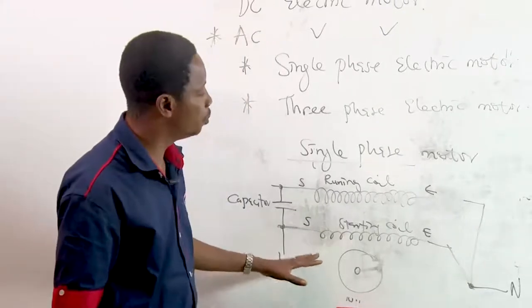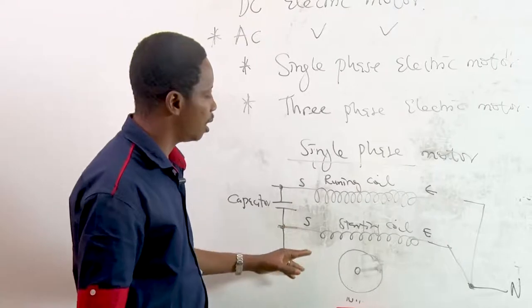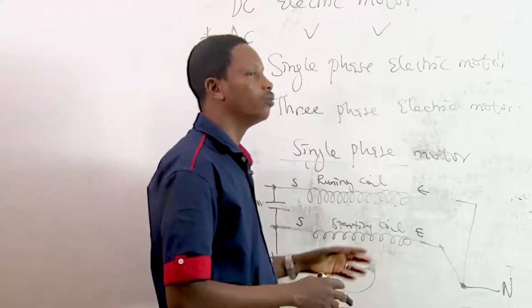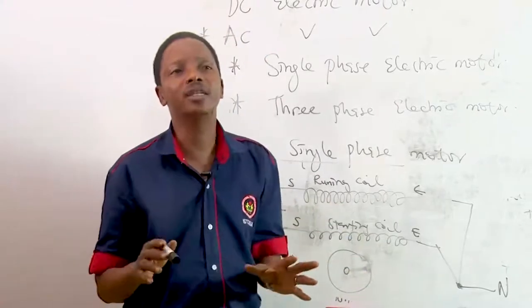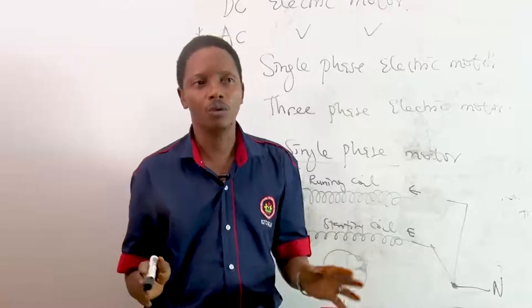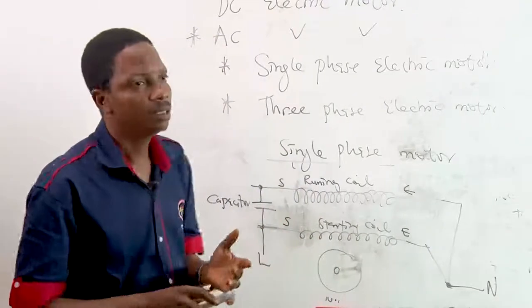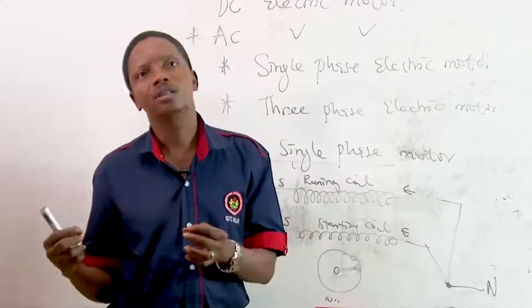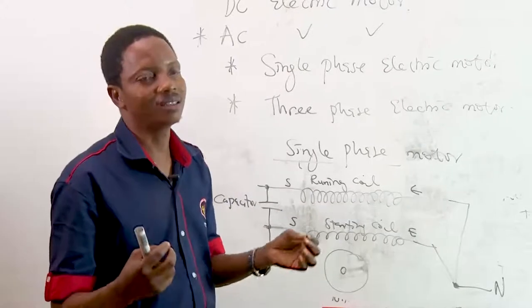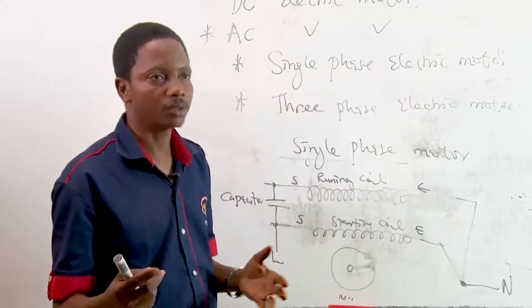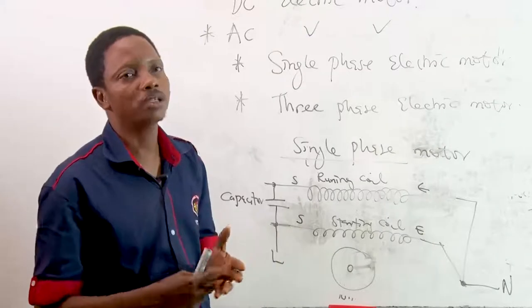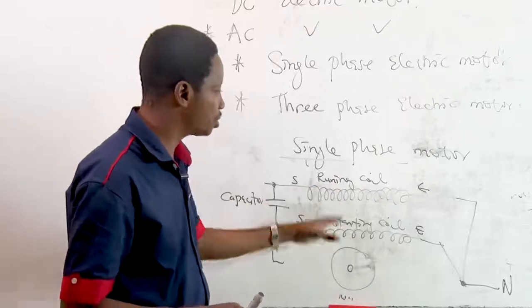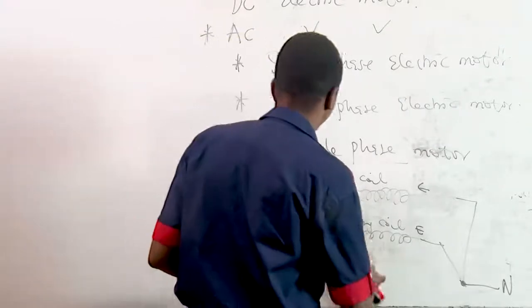This is a simple circuit diagram of a single phase electric motor. And with this, we can apply it to the different types of single phase electric motor we are having. Be it single phase centrifugal start, capacitor start, or double capacitor start single phase electric motor. Sometimes they call it synchronous capacitor single phase motor. So this is the principle behind all of them.